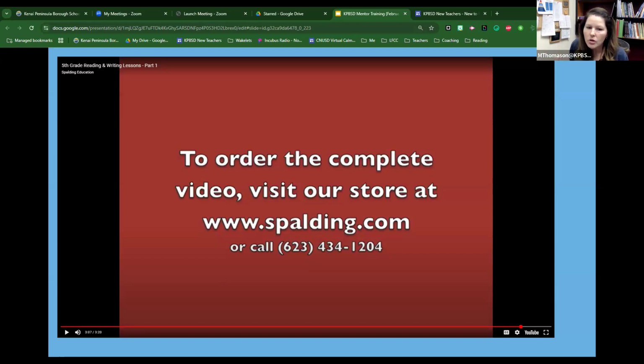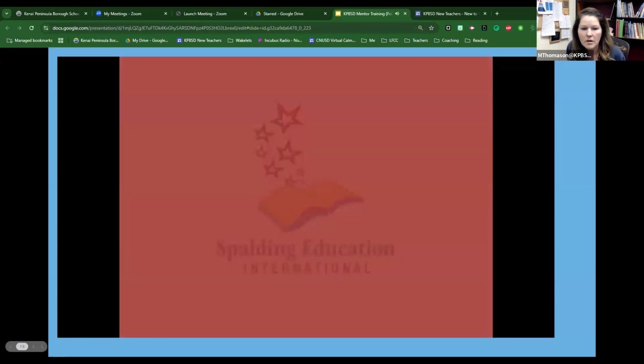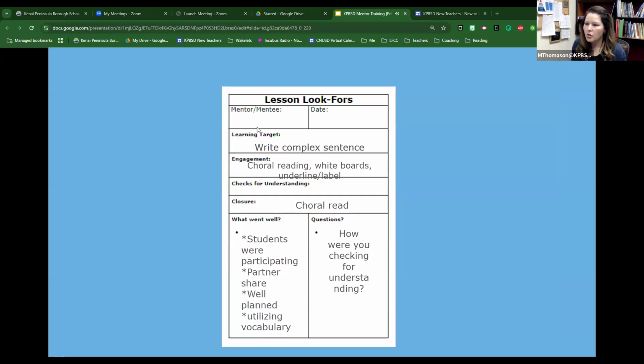When you're doing your lesson, look for, you might write just choral reading, whiteboards, underline and label. So you can just use simple phrases when you're doing your classroom visit. You'll notice here on this particular one, I wrote the learning target. It was simply write a complex sentence. Here's the engagement piece. And the closure was the choral read, right? She had them chorally read a complex sentence to reinforce what a complex sentence looks and sounds like.